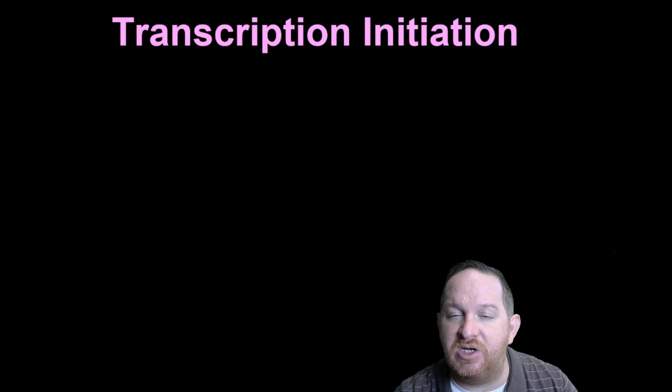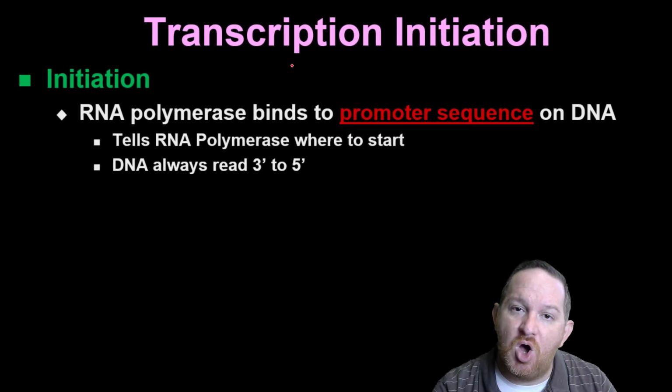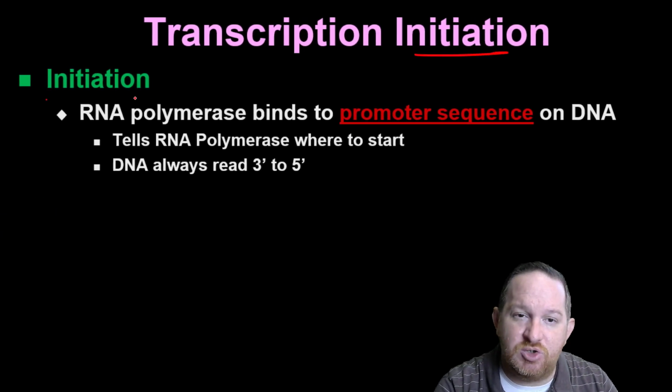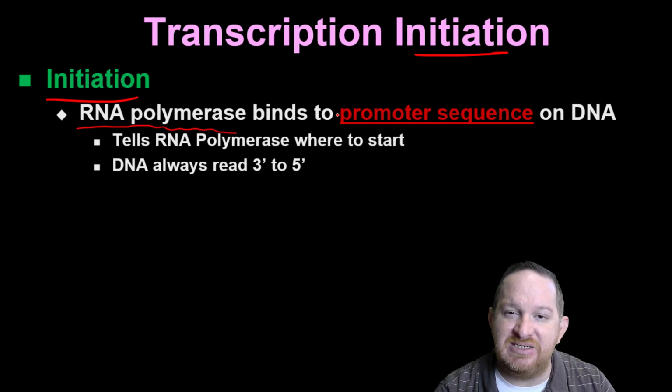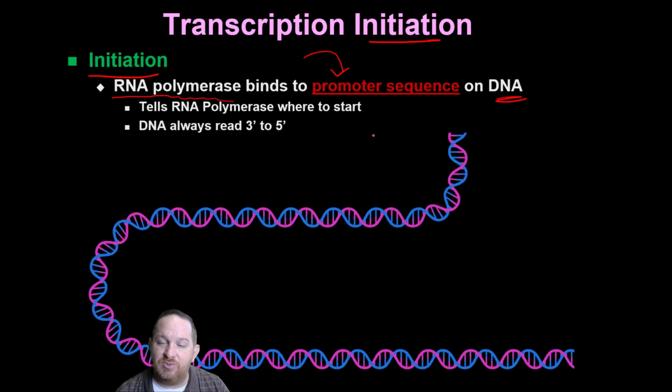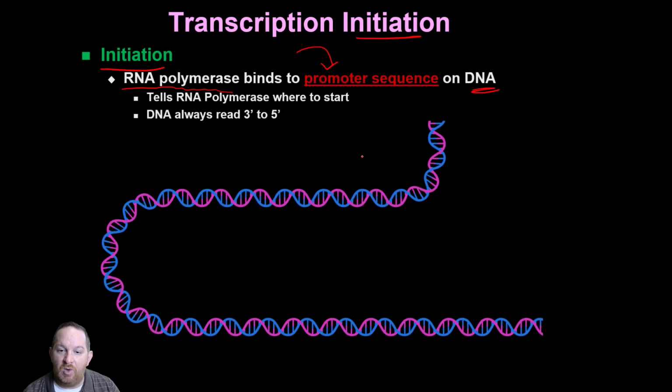So let's start with transcription. The initiation of transcription is when the enzyme, RNA polymerase, is going to bind to a specific place on the DNA. All right, so we got some DNA. But what gene do we want? Well, that is a very complex thing, which we'll talk about in a subsequent video.